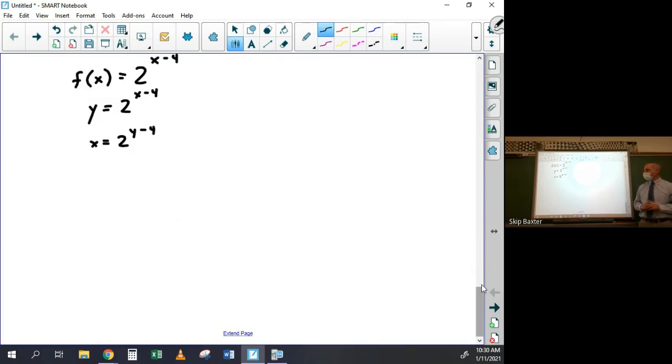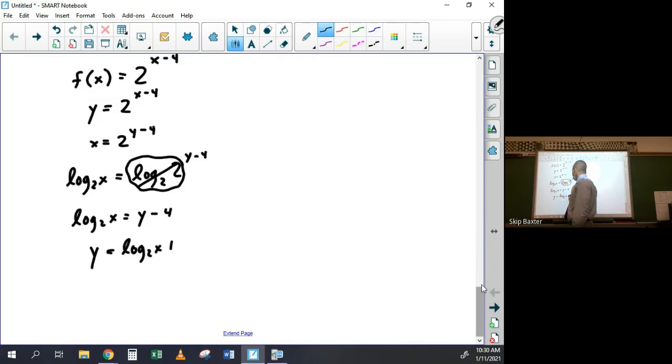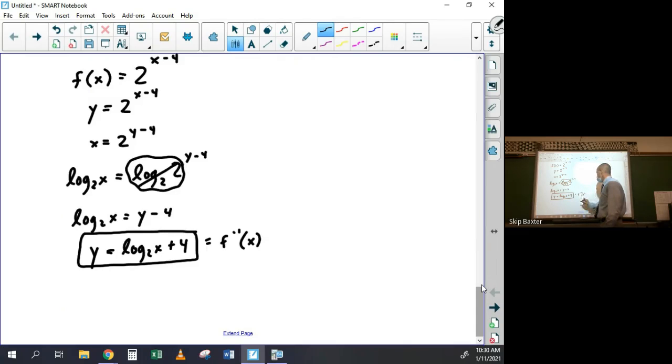Now, to get that y minus 4 out of the exponent, I have to log both sides, but it's log base 2. So you get log base 2 of x equals log base 2 of 2 to the y minus 4. But these things here would just cancel. That's what happens with logs and exponentials with the same base. They cancel each other out. So you get log base 2 of x equals y minus 4. So y would be log base 2 of x plus 4. That's the inverse. This is f inverse of x. Does that make sense?